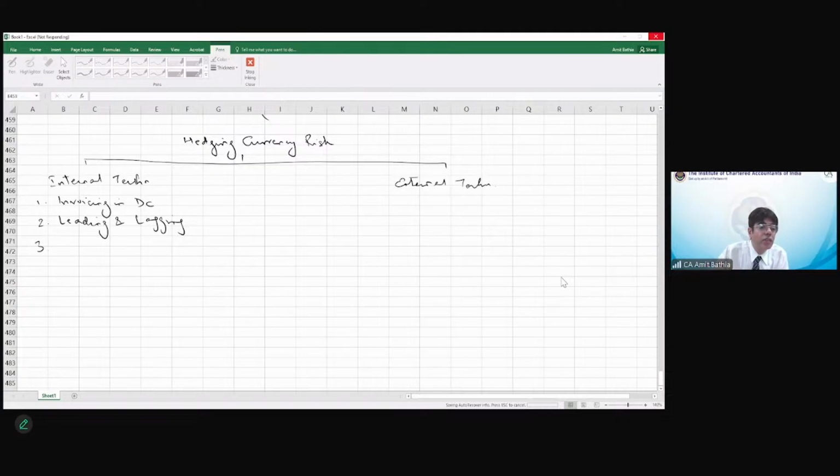Third option is netting. What do you mean by netting?